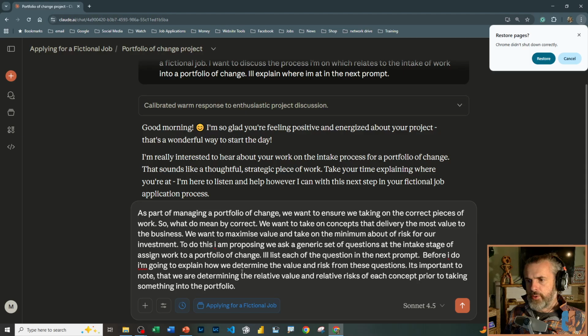It's important to note that we're determining the relative value and the relative risk of each concept prior to taking something into the portfolio.